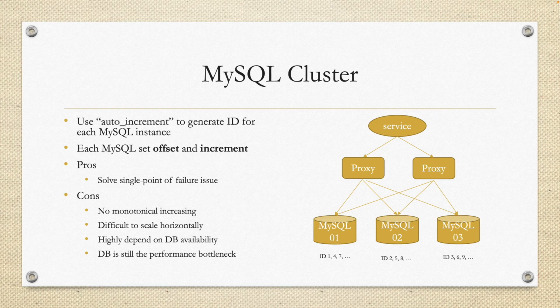For this solution, it's also difficult to scale horizontally because when adding a new instance, you need to use a new ID offset and maybe you need to adjust how to allocate these IDs. This solution also highly depends on DB availability. And since MySQL is the storage, it involves I/O, so the DB is still the performance bottleneck.